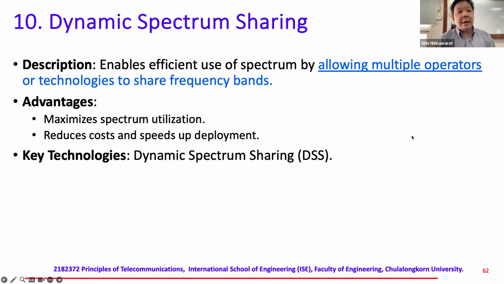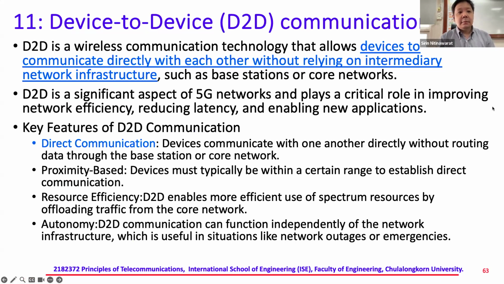In addition to dynamic RAN, 5G also deploys dynamic spectrum sharing, okay, enabling efficient sharing of spectrum, to share suitable frequency bands to maximize spectrum utilization, reduce the cost and speed up the deployment for different operators. Okay.